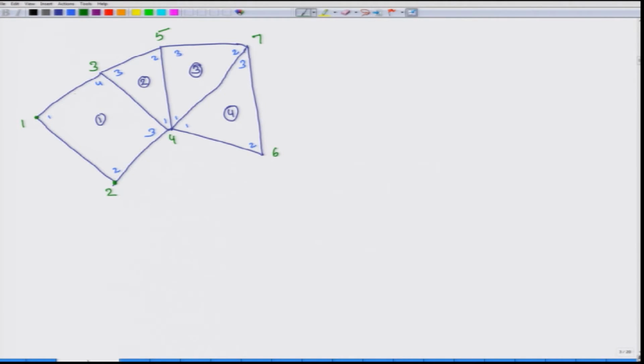So, the first question is that if I have to develop a B matrix for this, how many rows is this matrix going to have? It will have 4 rows because there are a total of 4 elements. Okay. So, it will have row 1, row 2, row 3 and row 4. And how many columns is it going to have?